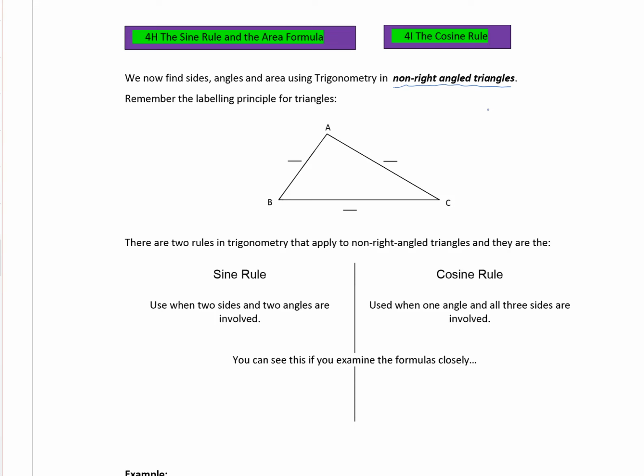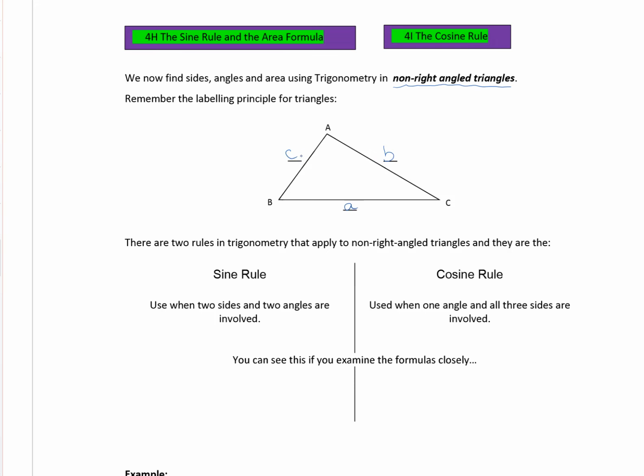To understand the formula, you have to know the labelling principles for triangles. All angles are labelled with a capital letter, and the sides are then labelled with the lowercase letter of the angle that it is opposite. So this side down here is opposite angle A, so it is side A. This side over here is B, and likewise C.